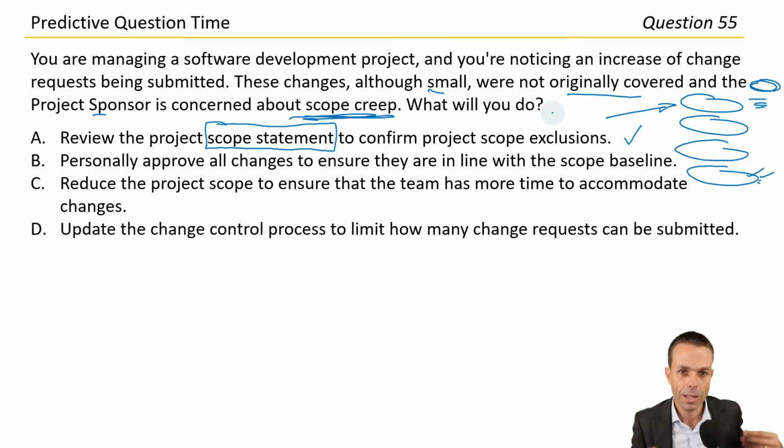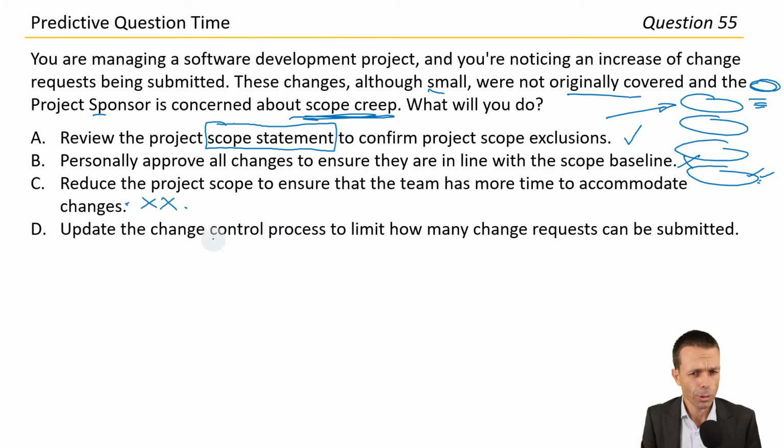So concerned about scope creep. Do we personally approve all changes to ensure they're in line with the scope baseline? Well, we need to go through the proper change control process. So that's a no. Reduce the project scope to ensure that the team has more time to accommodate the changes. That is delaying the project or taking away the value of the project. So remember, we don't want to do that if we can help it.